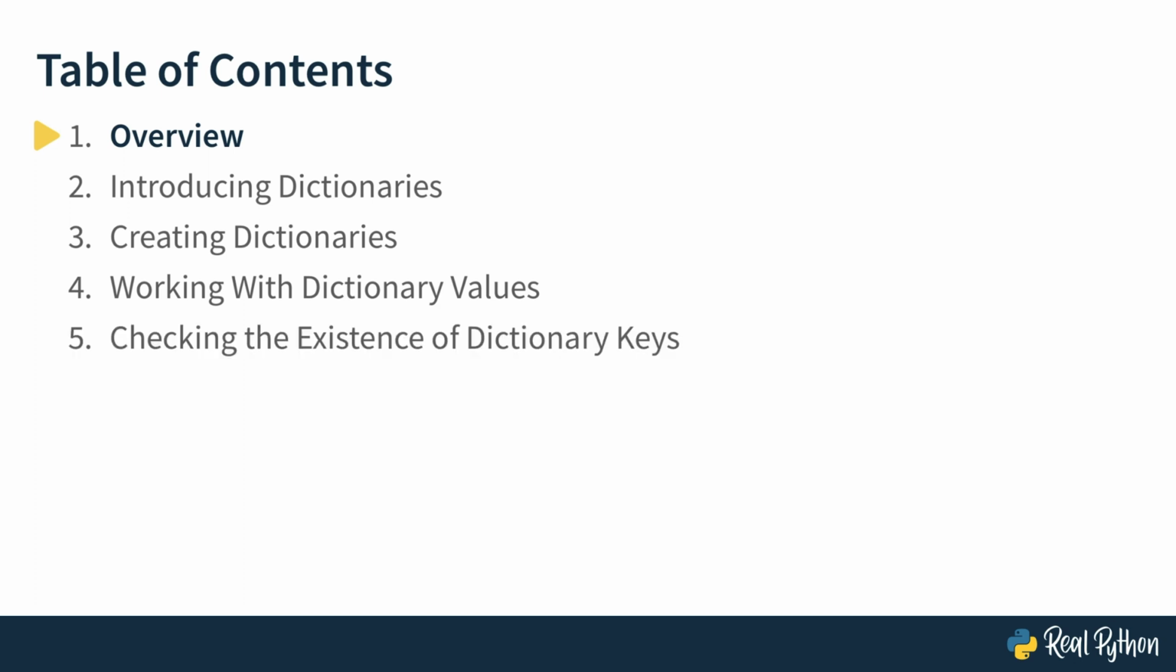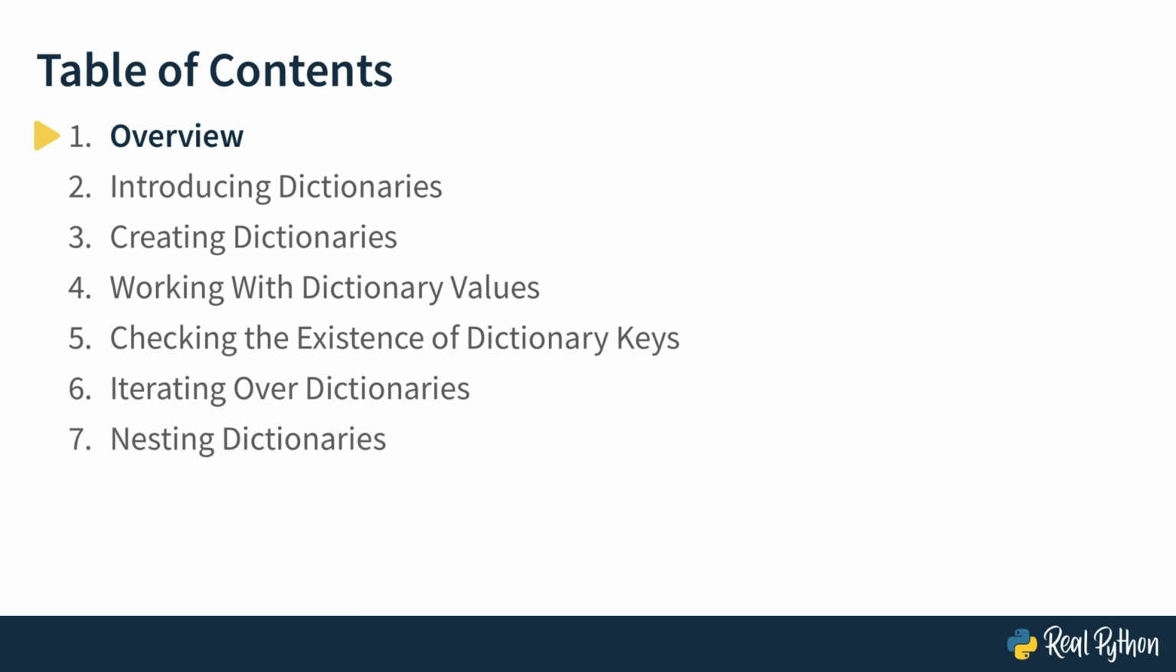Sometimes you're not sure what's in a dictionary, so in lesson 5, you'll learn how to check for the existence of dictionary keys. Dictionaries are iterable. That means you can loop over them. You'll do this so often in your programming life that it's worth its own lesson in this course, lesson 6. If you can't get enough of dictionaries, how about adding a dictionary to a dictionary? I'll show you how to nest dictionaries in lesson 7.